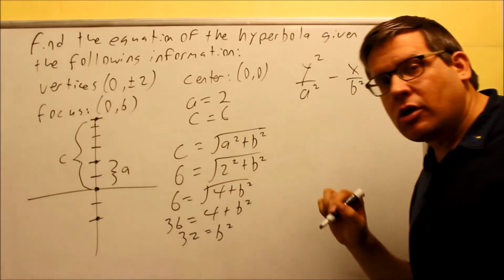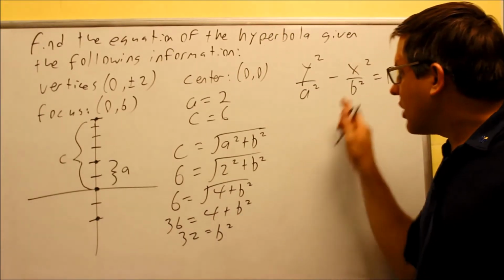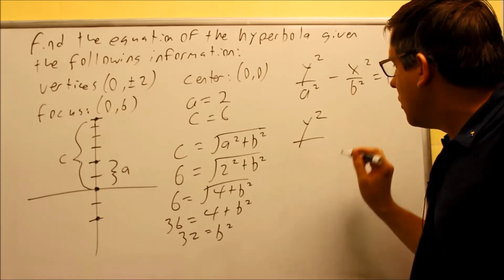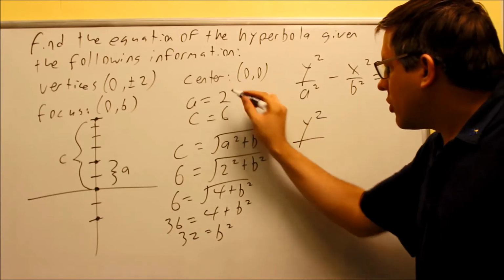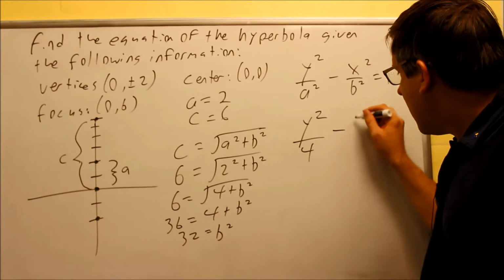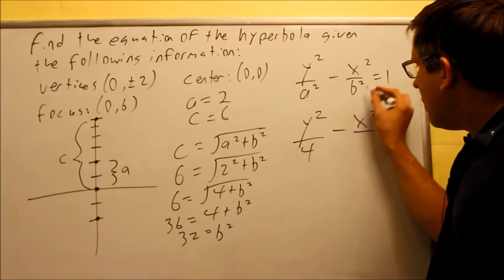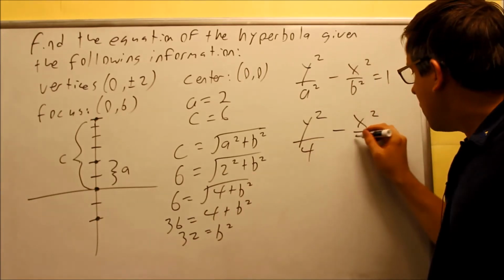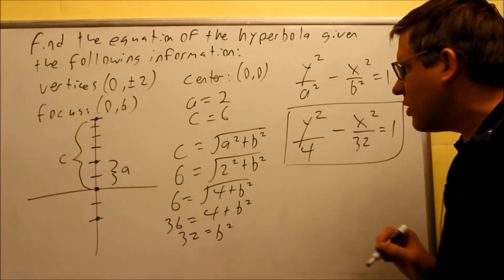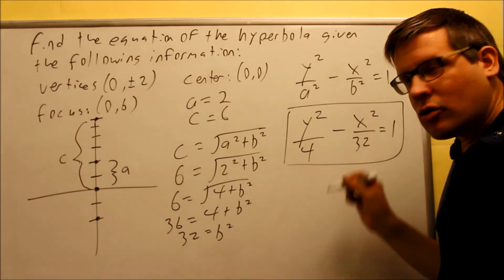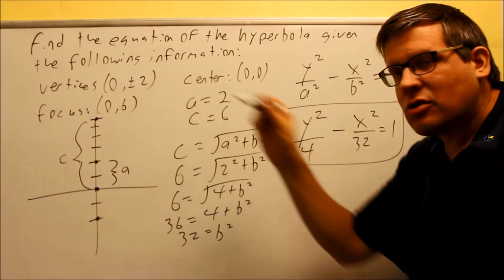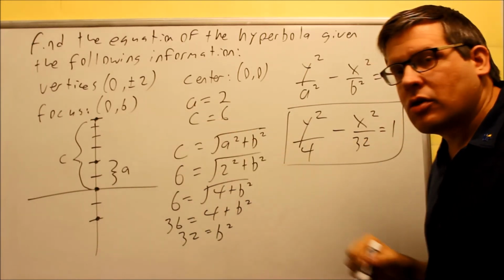I don't need to go any further. I don't need to actually solve for b because I have a b squared right here in the formula. So let's go ahead and plug in the information. Originally I had a squared. I'm going to put a 2 in there, so I have 2 squared, which is going to be 4. And then I have x squared over b squared. I already solved for b squared. That's going to be 32. I can just put that in directly. And so right here, this one in the box is going to be your final equation. This will be the equation that has vertices (0, plus or minus 2) and also has a focus of (0, 6).